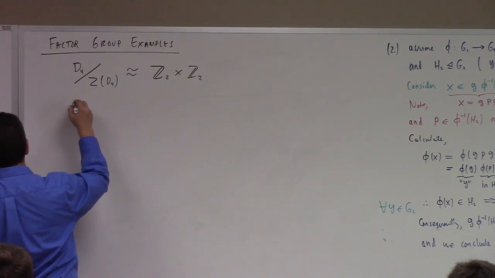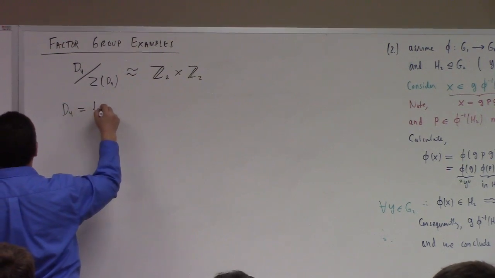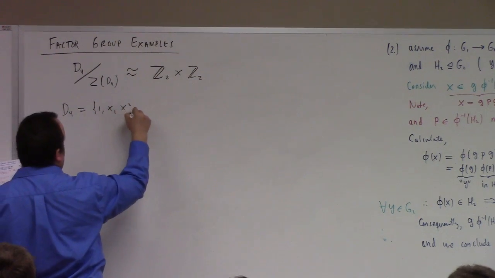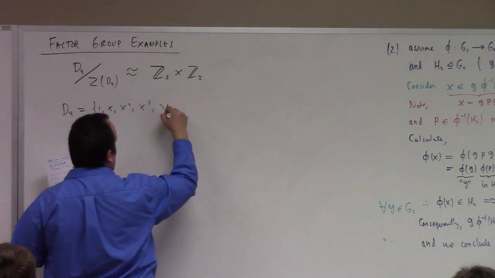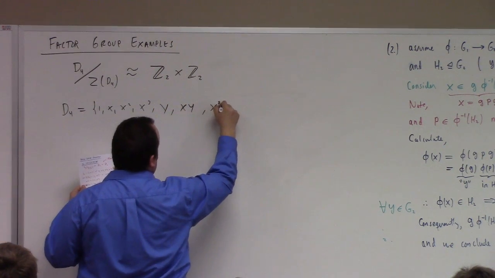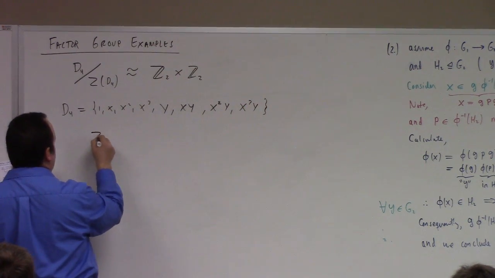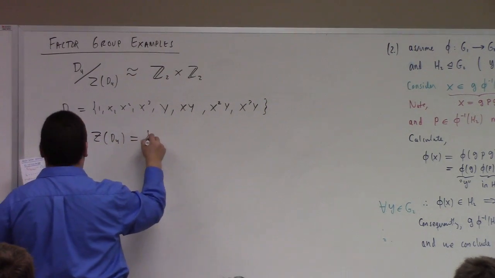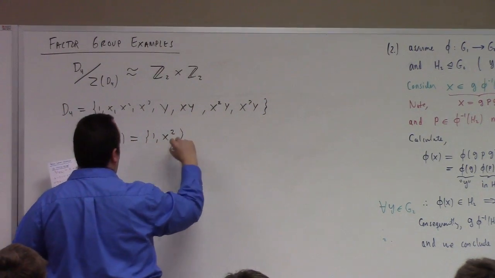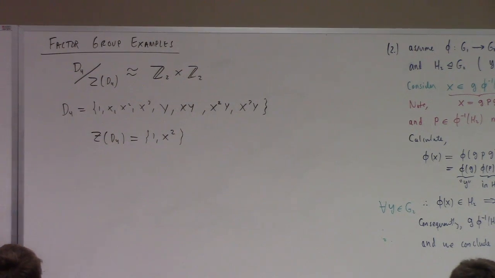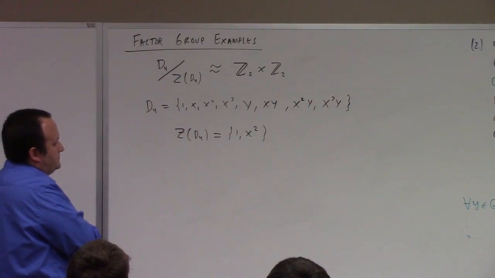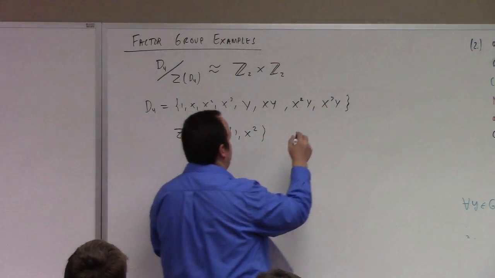So you guys know what D4 is, right? In our notation, 1, x, x squared, x cubed, y, xy, x squared y, x cubed y. There's your 8 elements. The center is, again, 1 and x squared. I'm not going to prove that's normal here, although I suppose I probably could prove that that's a normal subgroup.